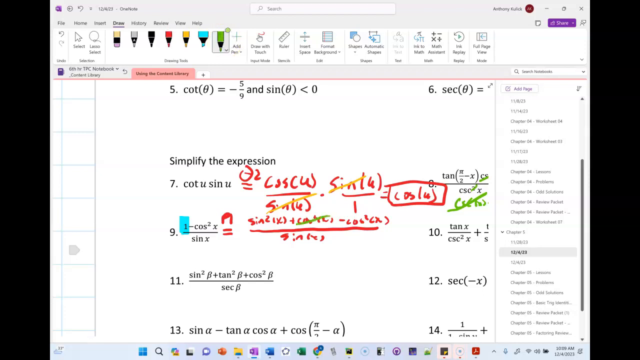Yeah, so now the cosine squareds can cancel. Absolutely. And now you guys are doing too much, but that's okay. You guys are on, if you see it, you see it, right?